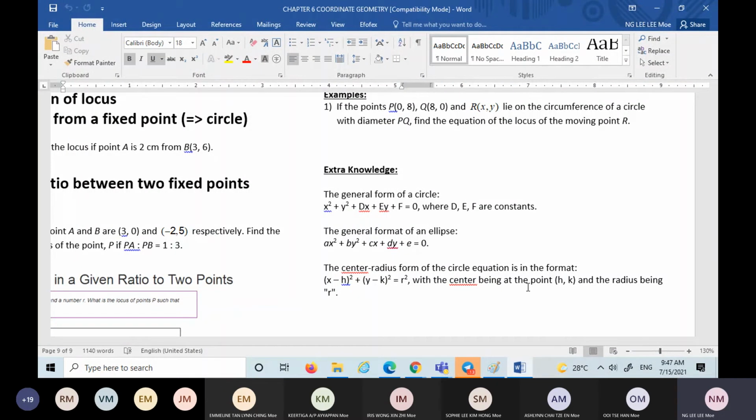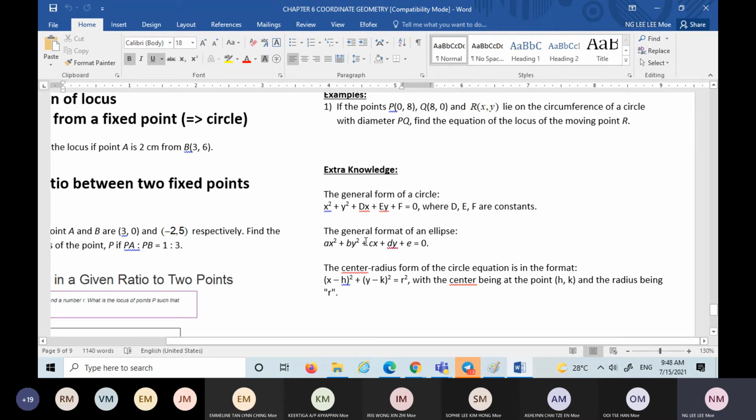Okay, so we go through a bit. The general form of a circle. This is what I say: you arrange x squared first, y squared, after that xy, and then the number. Then the right hand side is equal to 0. Okay, this is the general format of an ellipse. An ellipse looks very much like this circle.